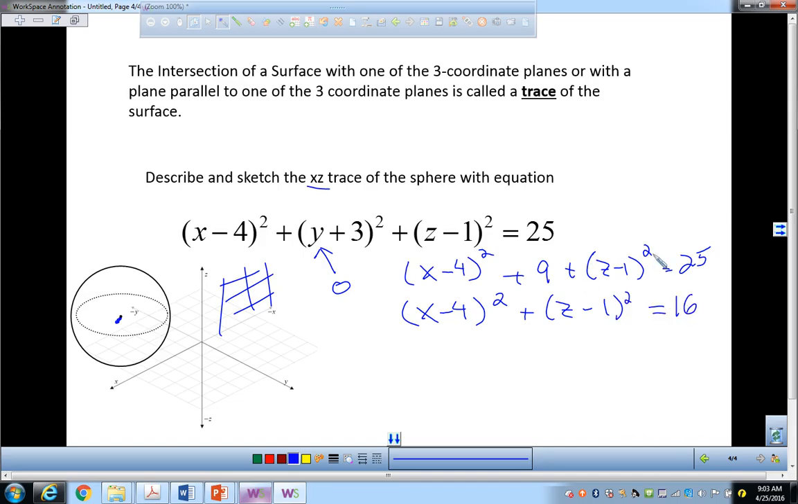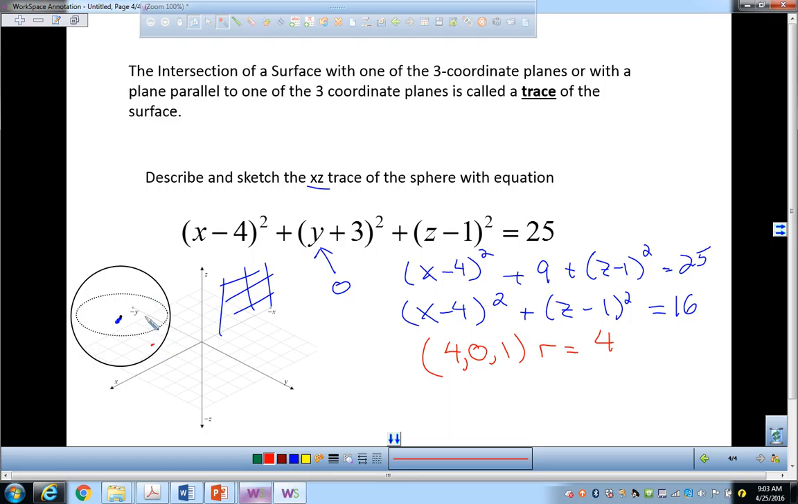16. Subtracted 9 from both sides, which is a circle with its center at... the coordinates of the center of that circle in 3 dimensions would be 4, 0, 1. So that's just a circle. And what's its radius? 4. So if I go out 4, over 0 and up 1, okay?